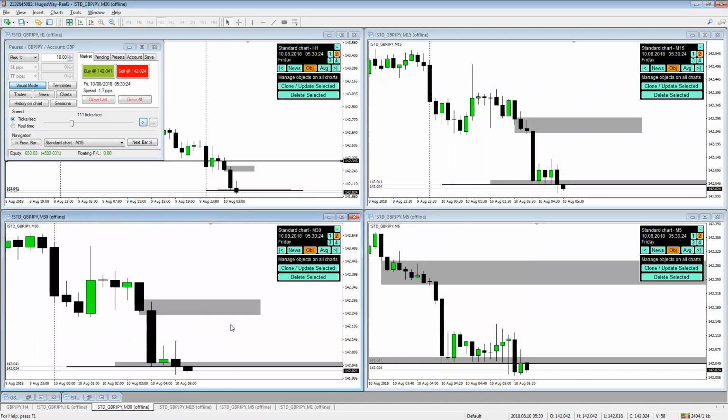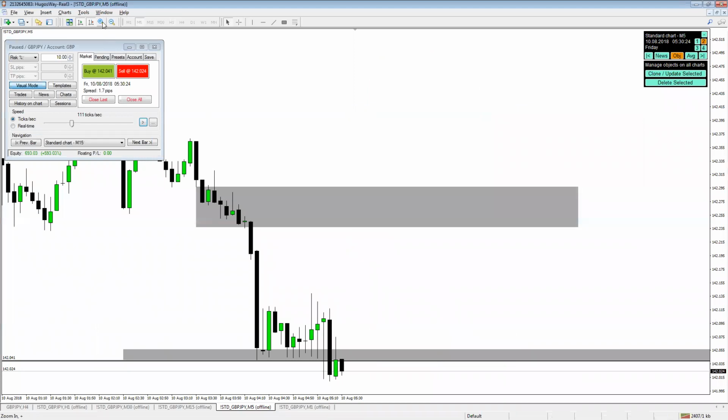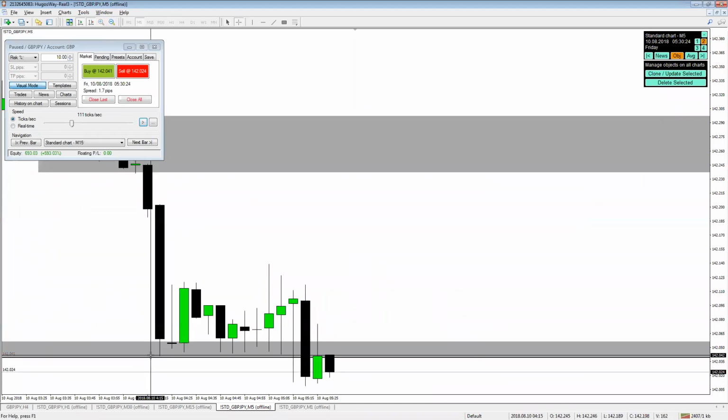It didn't close below the low. It was so close, because this low is right here. It just closed right above, like 0.5 pip, 1 pip.